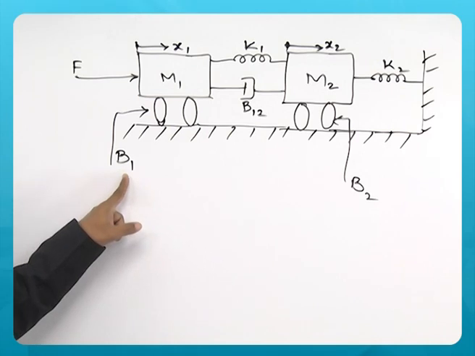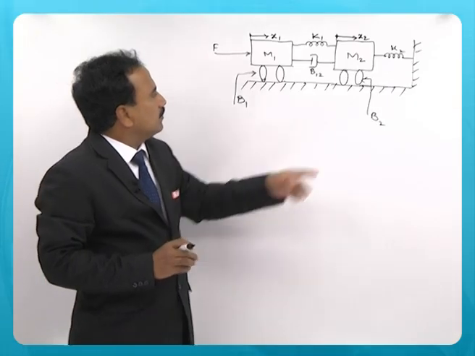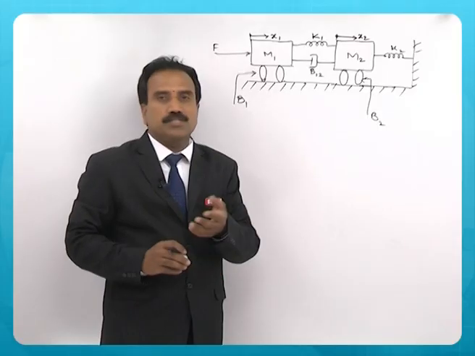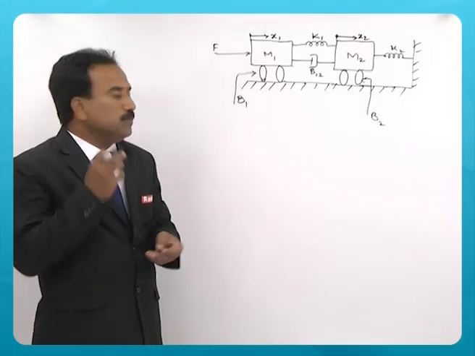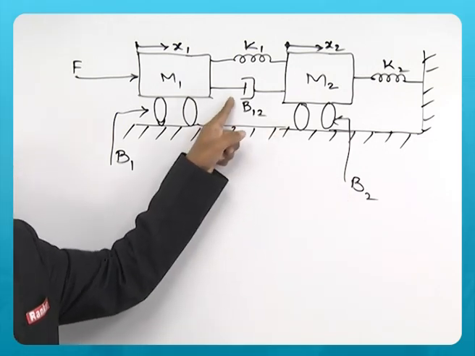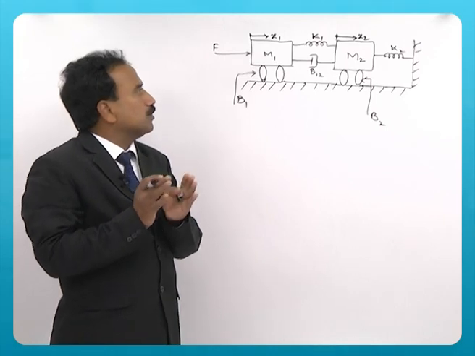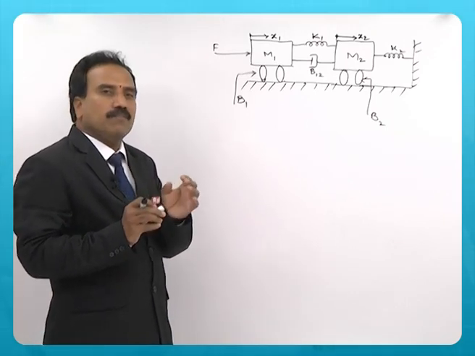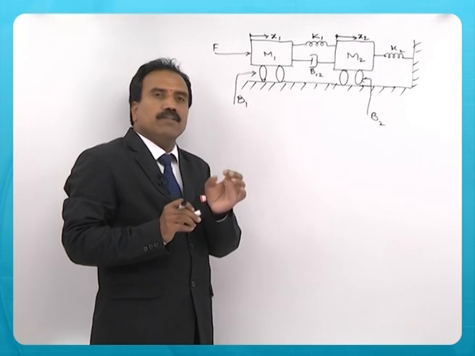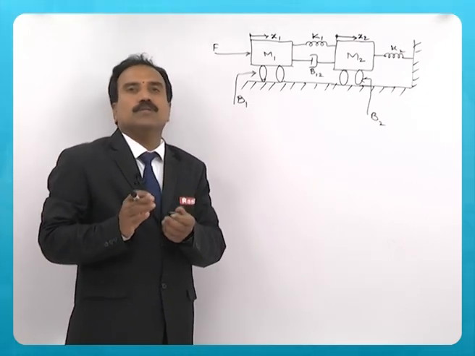There exists a friction between mass 1 and the ground, and here also the friction exists. This B1, B2 is a friction component, and this B12 is a dashpot that exists between the two masses. As you know very well, when the train moves, it should have a smooth motion. Passengers should feel comfortable.